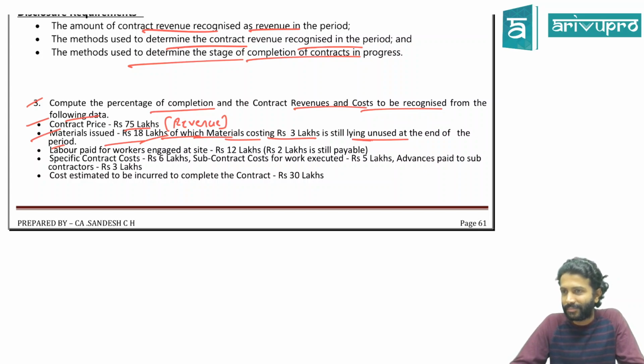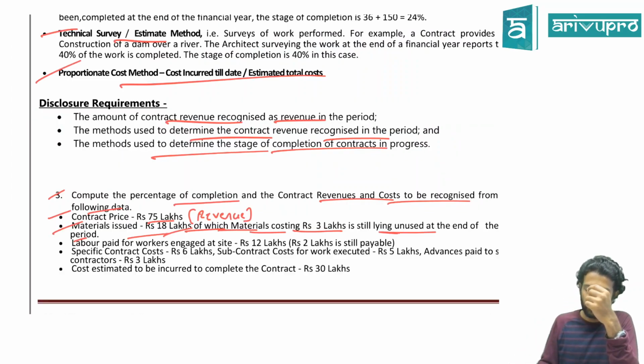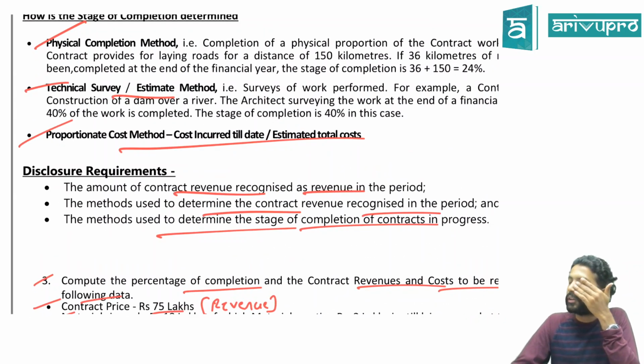Correct? No? Why? I want you to think. Check on the impact side, you'll be able to get the answer. What will happen if cost increases? If cost incurred till date, check the formula. Tell me what will happen if cost incurred till date increases. Numerator increases means percentage will increase. Correct or no? And how is the revenue recognized? Based on percentage of completion. So higher the percentage, higher the revenue. Correct or no? Hence they have taken a prudence approach here.